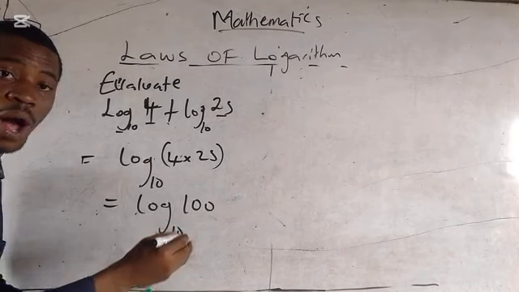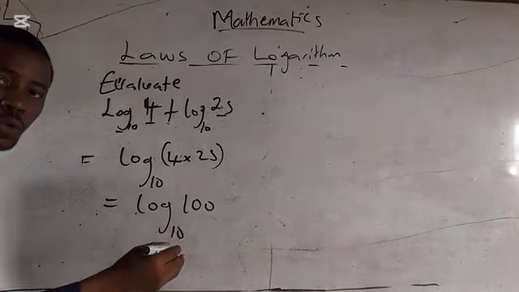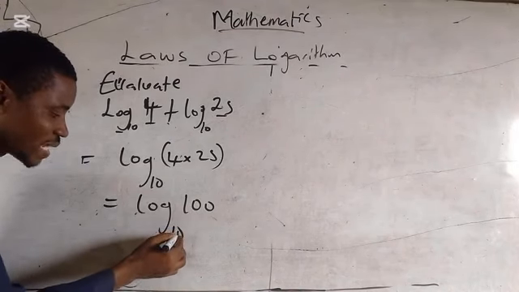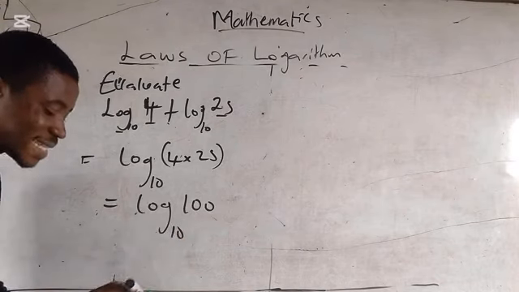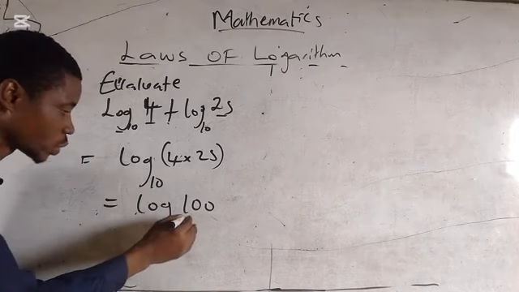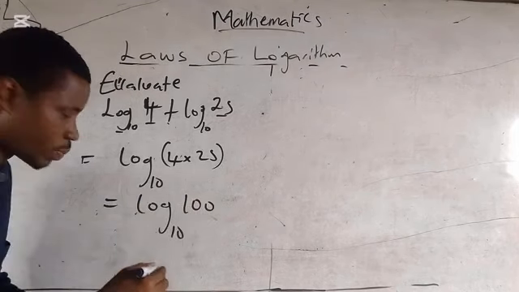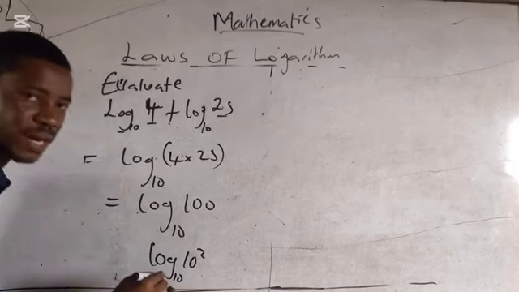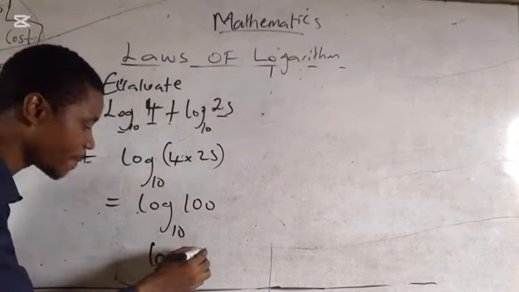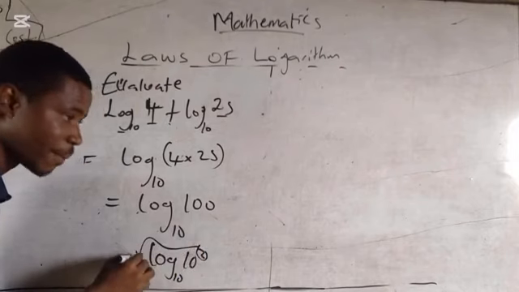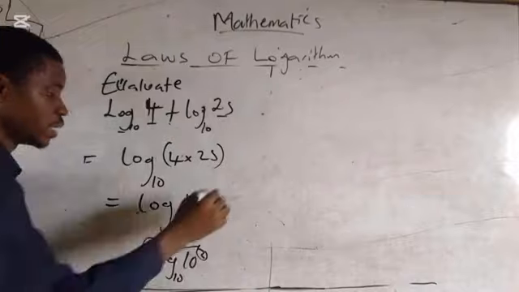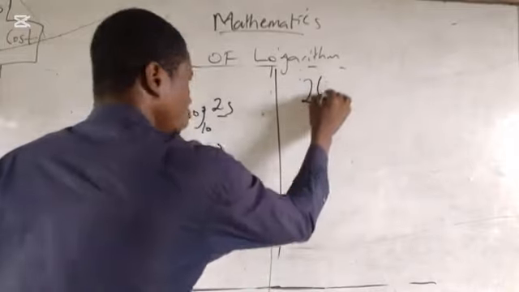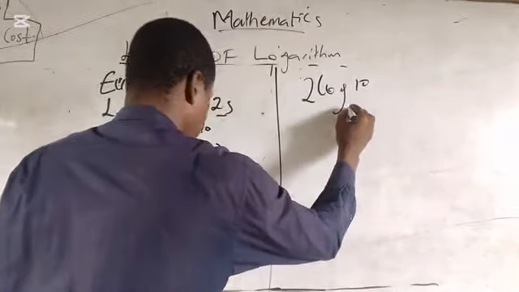If you notice, 100 is the same as 10 raised to the power of 2. The reason why I'm doing this is because I want to make this the same as this base. I already know that if I raise 10 to the power of 2, it will give me 100. So instead of leaving this 100 here, why not make it 10 raised to the power of 2, so that I have log 10 raised to the power 2 base 10. Remember the law that says that you can bring the power of a log to this place. So if I'm bringing it back, it will now be 2 log 10 base 10.